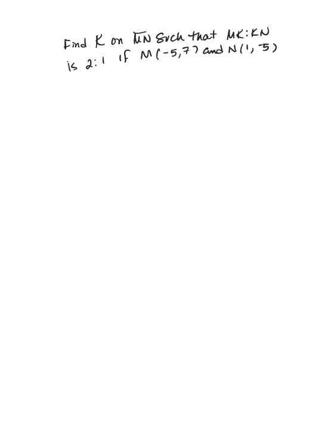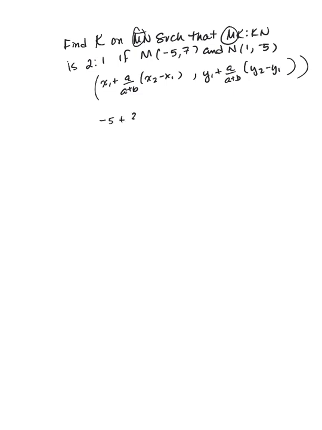The way you do this is you use the formula x1 plus a over a plus b, x2 minus x1. And then you do the same thing for the y part: y1 plus a over a plus b, y2 minus y1. You read the problem, so we're starting at M. So you're going to have -5 plus 2/3. Then on the right, you'll have 7 plus 2/3. And then it's x2, which is 1, minus -5. And then it's -5 minus 7.